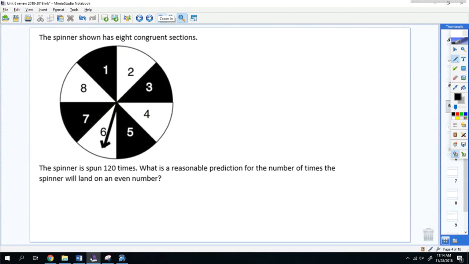Okay, so then number 4. The spinner shown has 8 congruent sections. The spinner is spun 120 times. What is a reasonable prediction of the number of times the spinner will land on an even number? So I'm going to circle all my even numbers. 2, 4, 6, 8. Okay, so that's a 4 out of 8, which is 1/2.